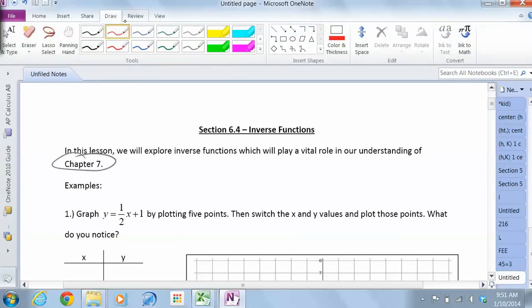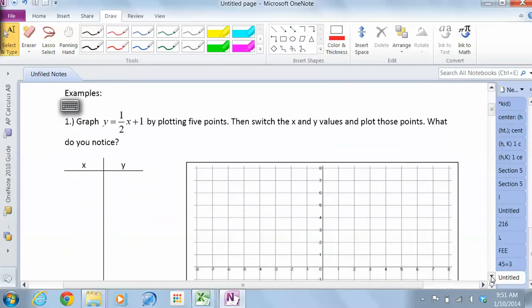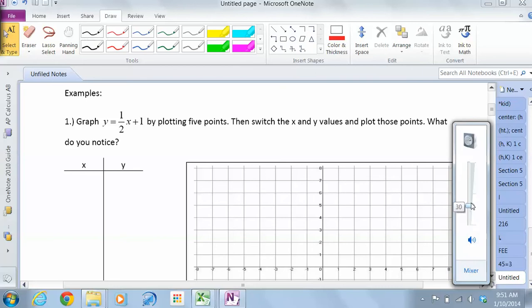So let's start with something simple that you are all familiar with. Here we're asked to graph y equals 1/2 x plus 1. What we're going to do for this one is plot some points, see what happens, and then we're going to do something called the inverse to it.